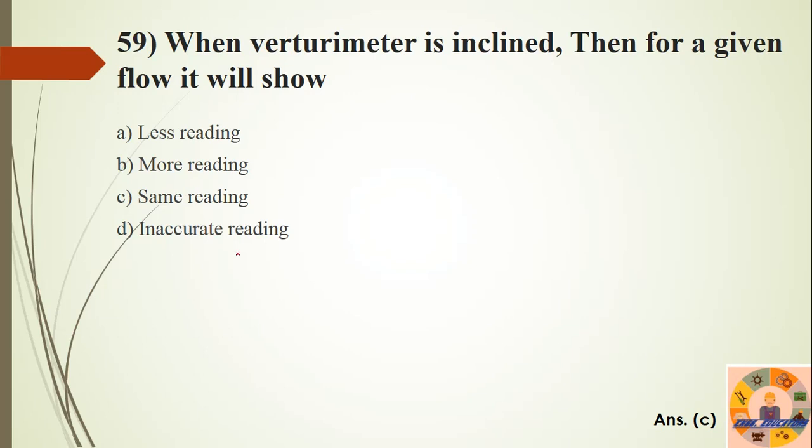Next question is when Venturimeter is inclined, then for a given flow it will show option A less reading, option B more reading, option C same reading, or option D inaccurate reading. So the right answer for this question will be option C same reading, because Venturimeter is independent of position. We have discussed this in the last question.